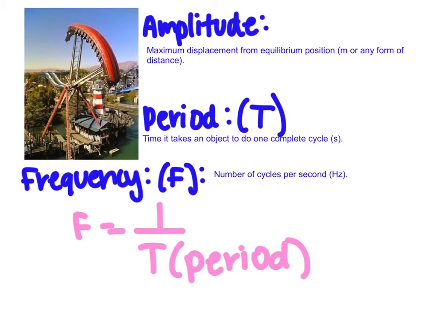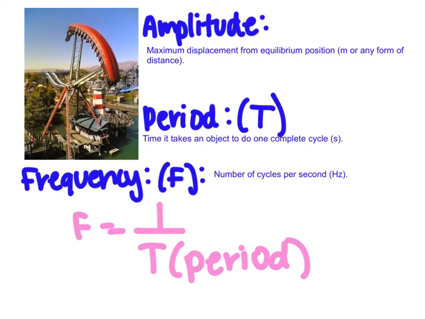And then finally, frequency is the number of cycles per second, which is in hertz, which honestly means cycles per second. So if that helps you remember frequency, I would use that. Frequency is symbolized by the letter F. So the equation to find frequency is right down here. It is F equals 1 over T, so frequency equals 1 over the period.